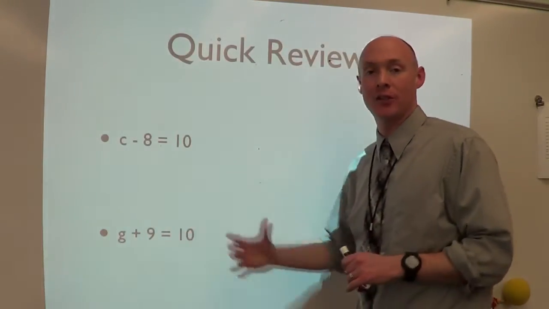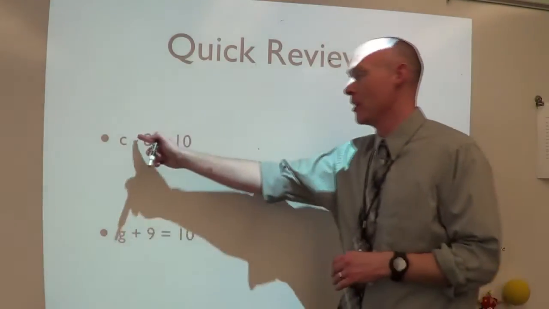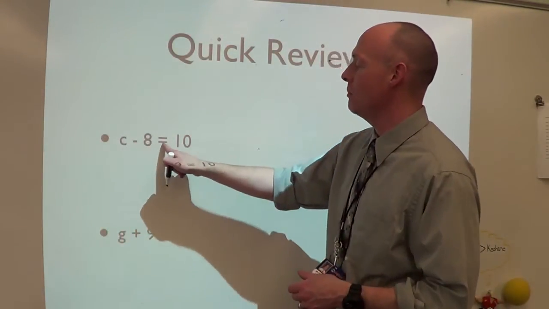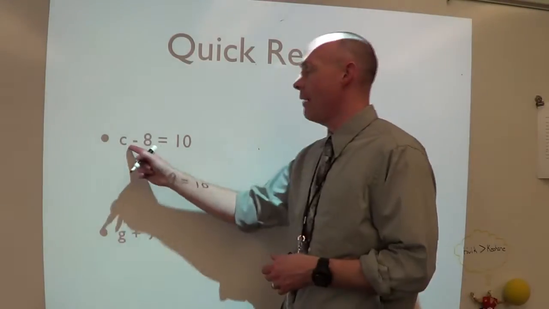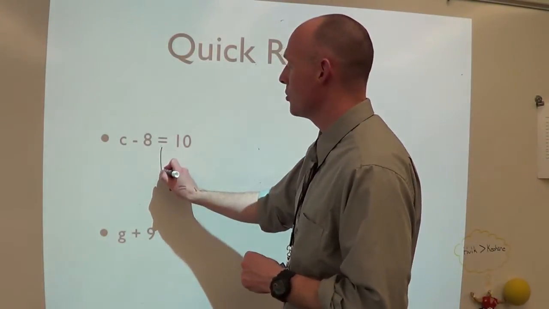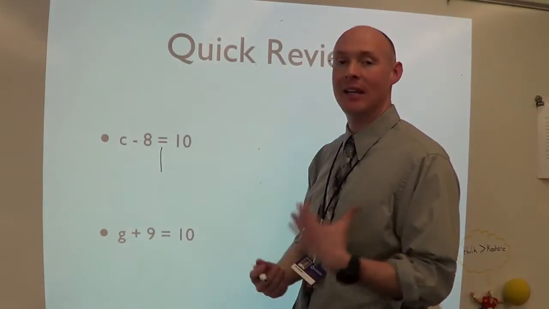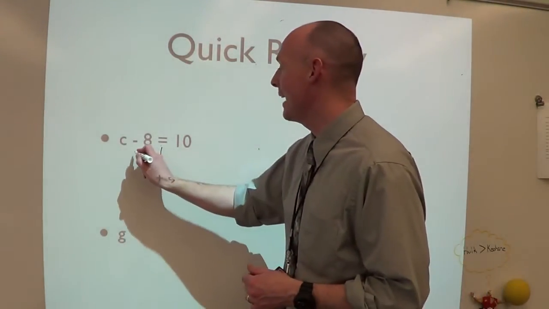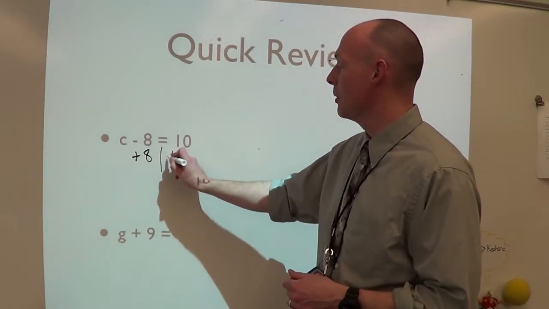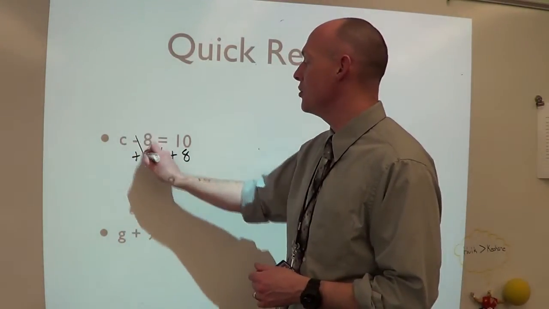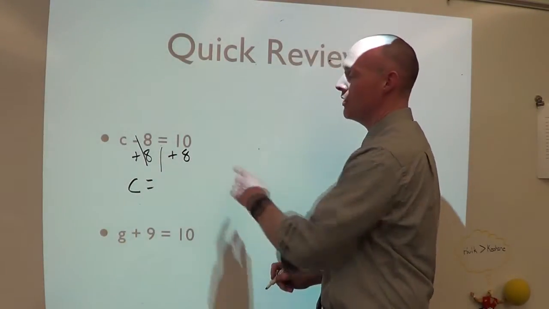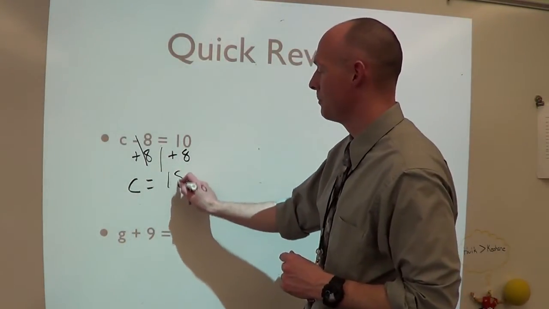Let's do a quick refresher on how to solve for variables. In this case, we have an equal sign. C minus 8 equals 10. What we have to do is get C all by itself. So I'll start at the equal sign, and it's minus 8, so I have to do the inverse, which is adding 8. If I do it to that side, I've got to do it over here, plus 8. These two will cancel, leaving me with C equals 10 plus 8, which is 18.